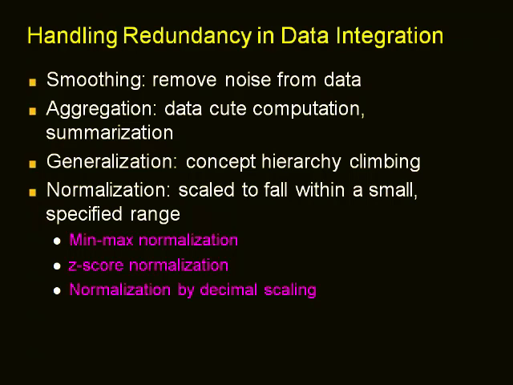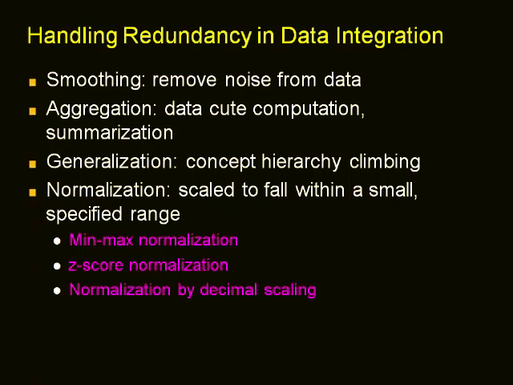Then generalization, by replacing the low level attribute values with the higher level values as per the concept hierarchy, we can generalize the data. So this also belongs to the category of transformation. Street is replaced by city or country. It means that the street value of every row of the database is replaced by either city value or country value. That means replacing the low level concept by high level concept.